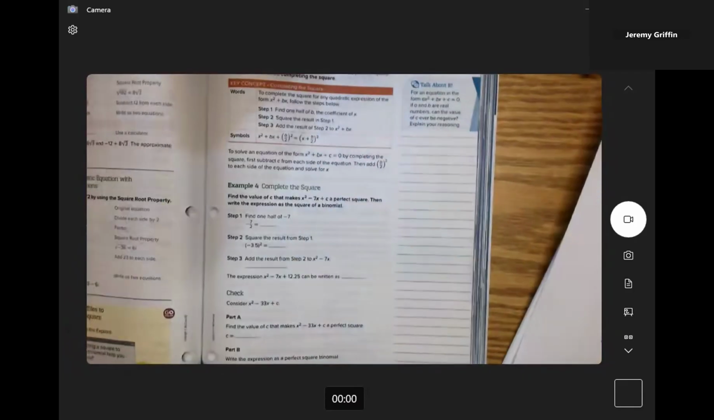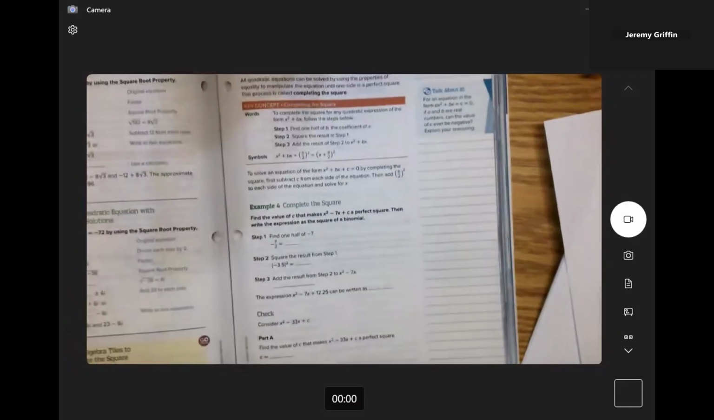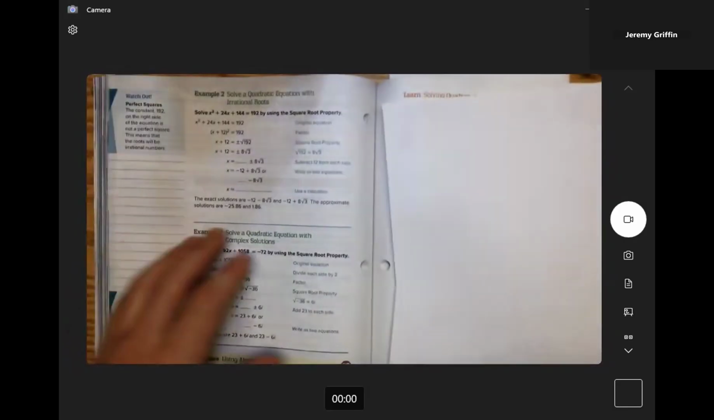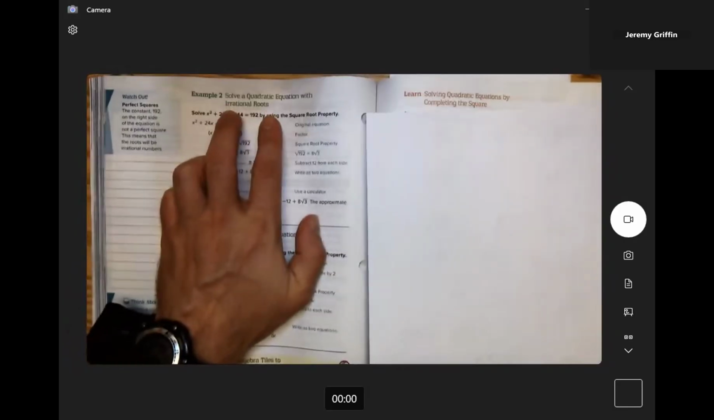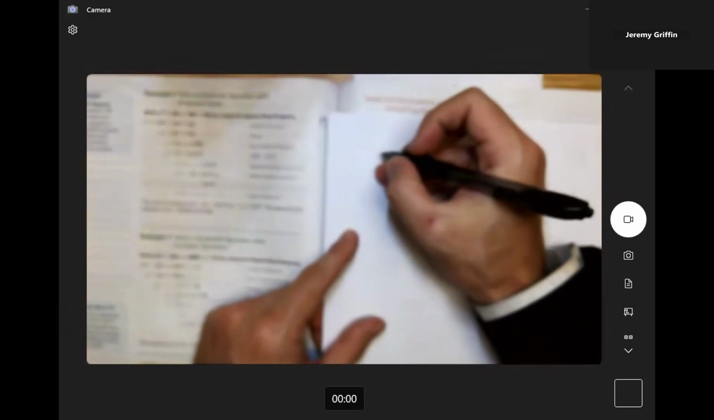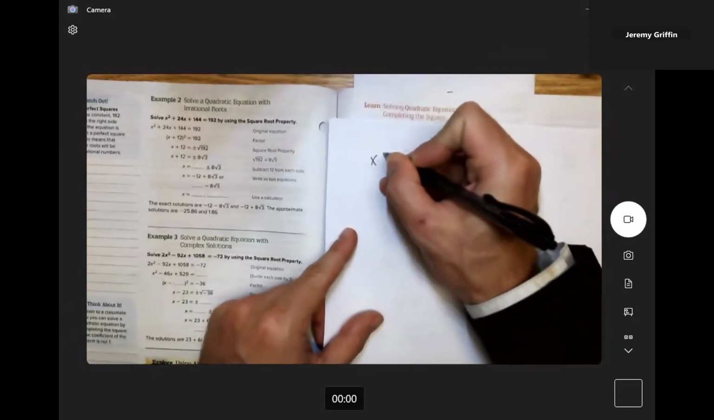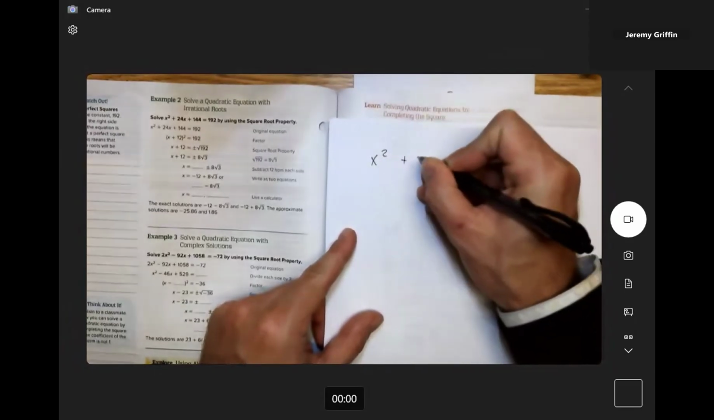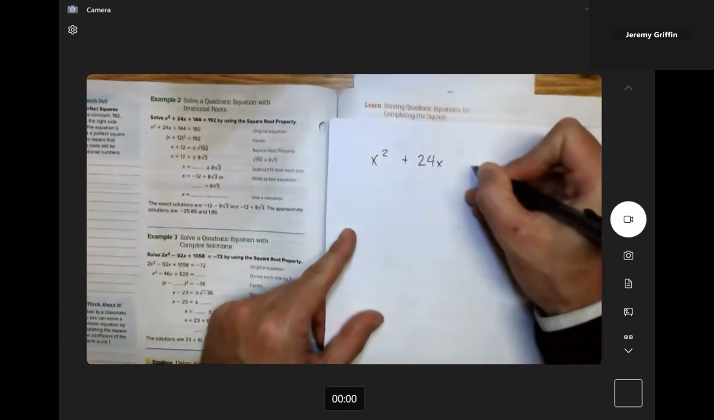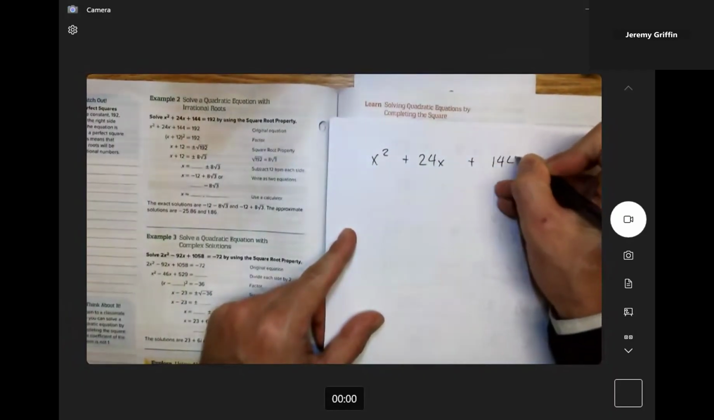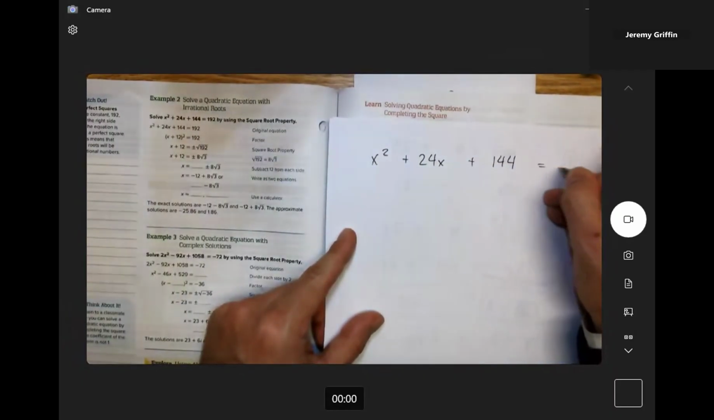All right, what's the next example they have lined up? These get effectively more complicated as we're going. They jumped to irrational, so that's not bad. We'll just have some square root numbers in the answer. That's all right. So x squared plus 24x plus 144 equals 192.